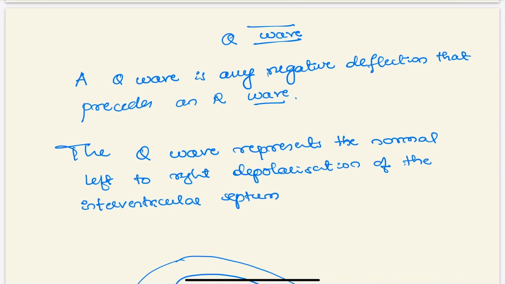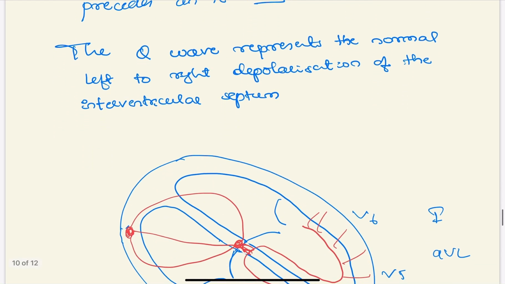Hello friends, today we are going to discuss Q waves. A Q wave is any negative deflection that precedes an R wave. Negative deflection occurring before the R wave is the Q wave. What it represents is the normal left to right depolarization of the interventricular septum.